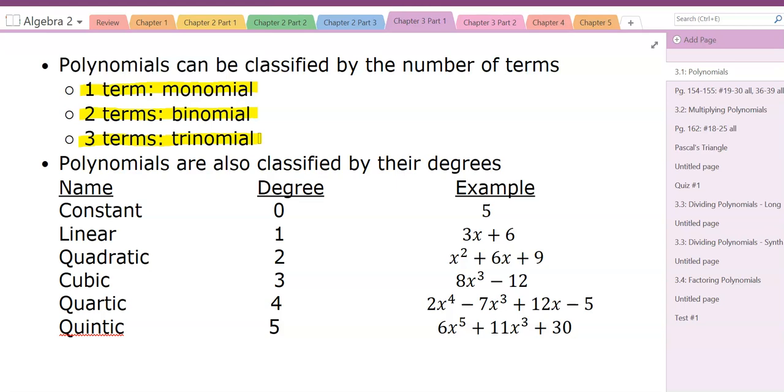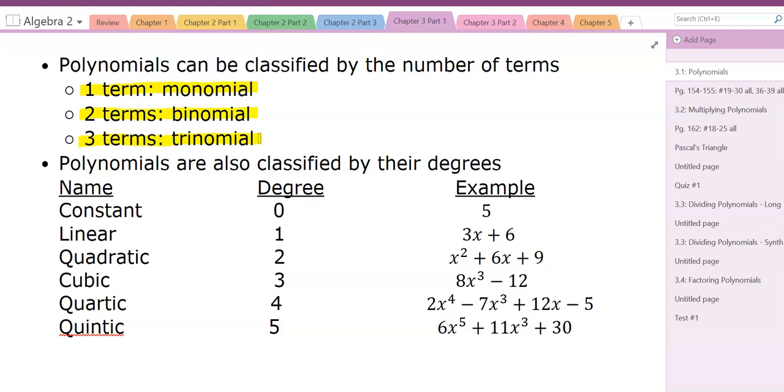After 3 terms, we do have a couple words, like 4 would be quartic and 5 would be quintic, but after that they usually just start referring to it as a polynomial with 6 terms or with 7 terms. We don't have names for everything because then we would have a million plus names that we have to try to remember. So polynomials are also able to be classified by their degrees.